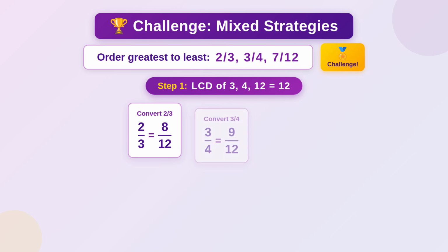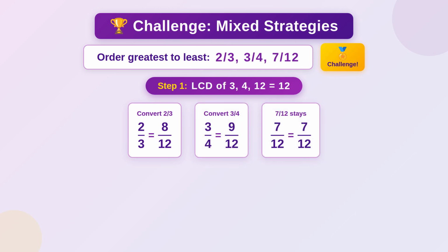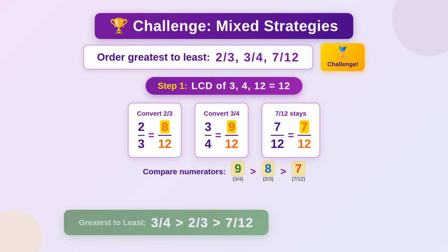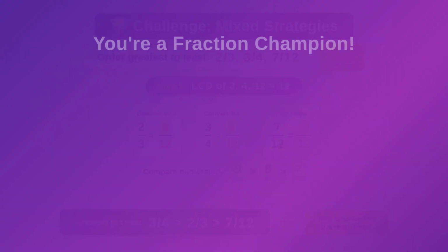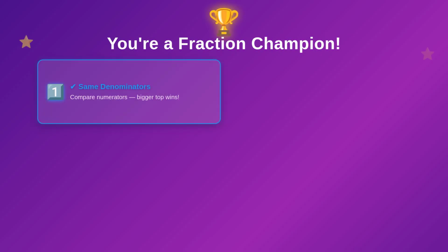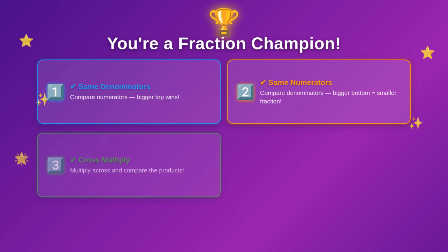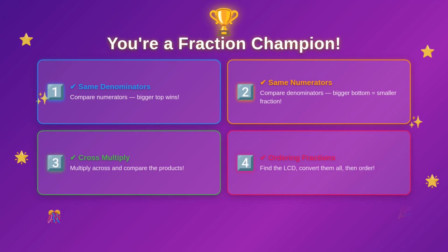Here's a challenge problem to test everything you've learned. Order these fractions from greatest to least: 2/3, 3/4, and 7/12. The LCD of 3, 4, and 12 is 12. 2/3 becomes 8/12. 3/4 becomes 9/12. 7/12 stays as 7/12. Now compare numerators, 8, 9, and 7. Ordering from greatest to least, 9 first, then 8, then 7. So the order greatest to least is 3/4, then 2/3, then 7/12. You crushed it. See how the LCD method handles everything? You absolutely crushed it today.